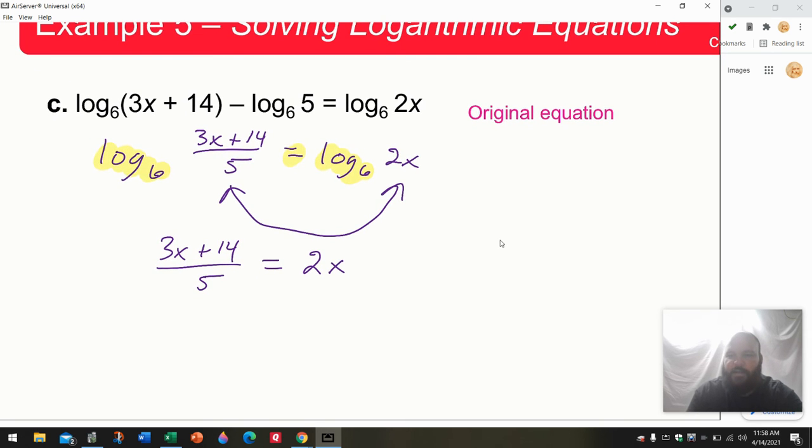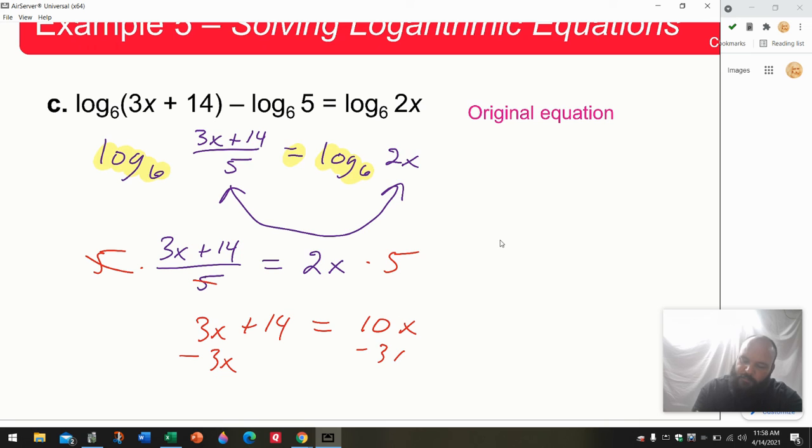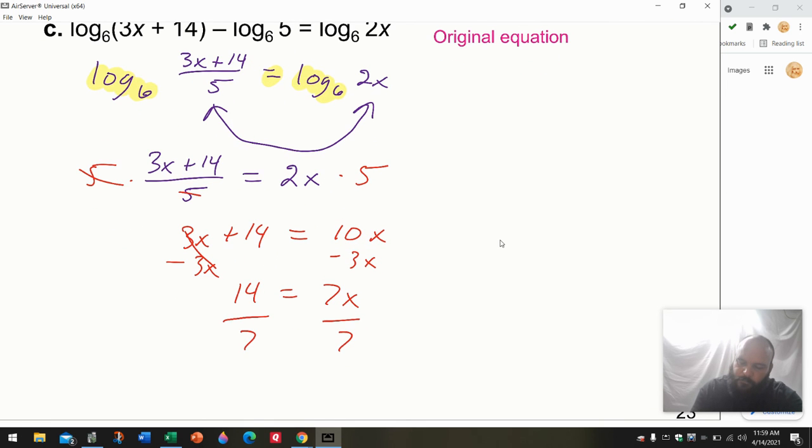Now we need to solve for x. In order to solve for x, we need to combine our x's. So we need to get rid of this 5 first. So we will multiply this side by 5 and multiply this side by 5, which will give us 3x plus 14 equals 10x. Once we do that, we can subtract 3x from both sides, and then divide by 7. x equals 2. And there's our final answer for that one.